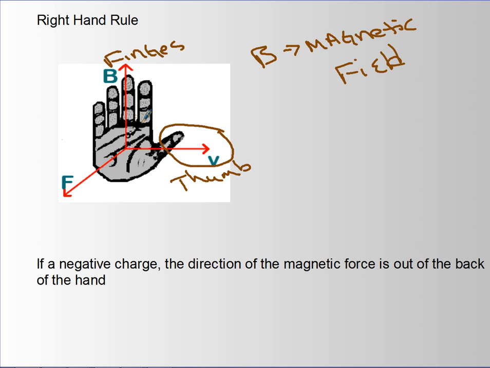Now you'll see these are all perpendicular. B is perpendicular to velocity. Velocity is perpendicular to the force. And B is perpendicular to F, because we're in 3 dimensions. Now if you have a negative charge, what I recommend you do is just find the answer and flip it. Or you could say that the force is coming out of the back of your hand. You can use a left-hand rule for a negative charge with the exact same symbols, but that tends to get a little confusing, so be careful.